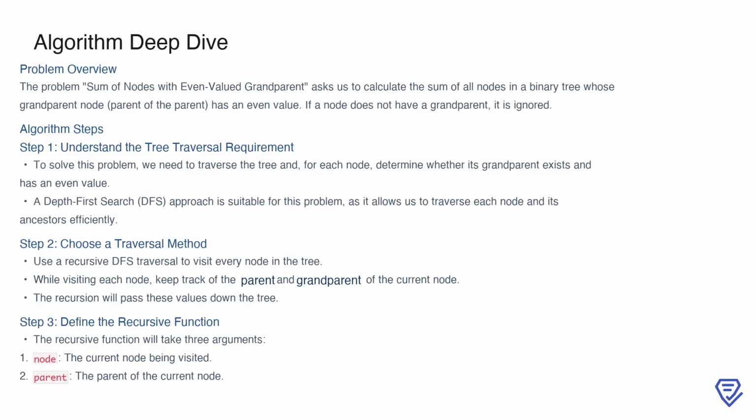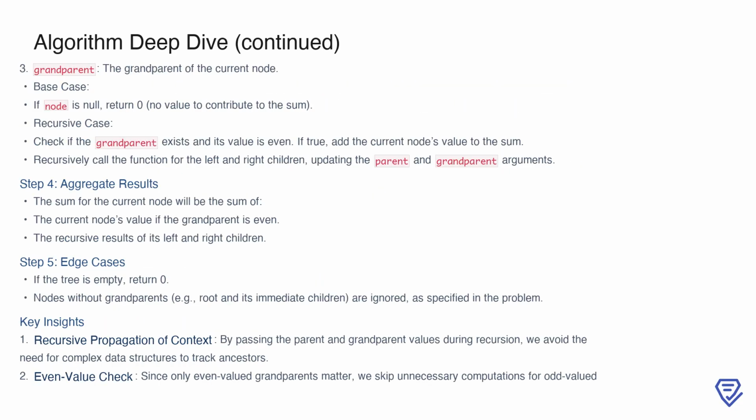Let's define the steps to implement this approach in detail. The recursive function we'll define for DFS will take 3 arguments: the current node, its parent, and its grandparent. The base case is straightforward. If the current node is null, we return 0 because there's nothing to contribute to the sum.